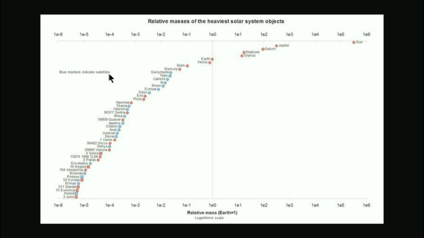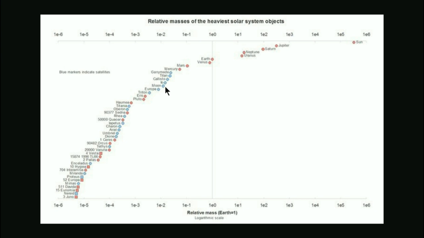Over here it says the blue marker indicates satellites. That's moons, right? Satellite is moon. So here are several. Here are some of the moons we just looked at: Ganymede, Callisto, Io, and Europa, all in here. These are moons of Jupiter. Titan is the moon of Saturn, so that's the second biggest moon. And then here we have our own moon. Our own moon is the 5th biggest moon. So that's a pretty big moon.